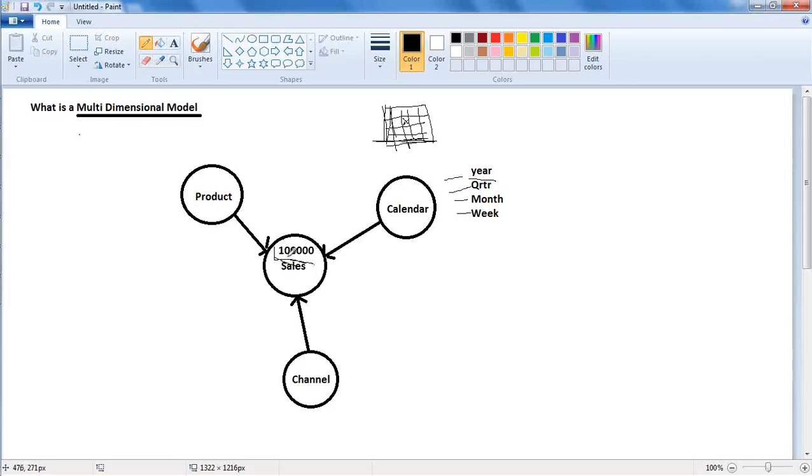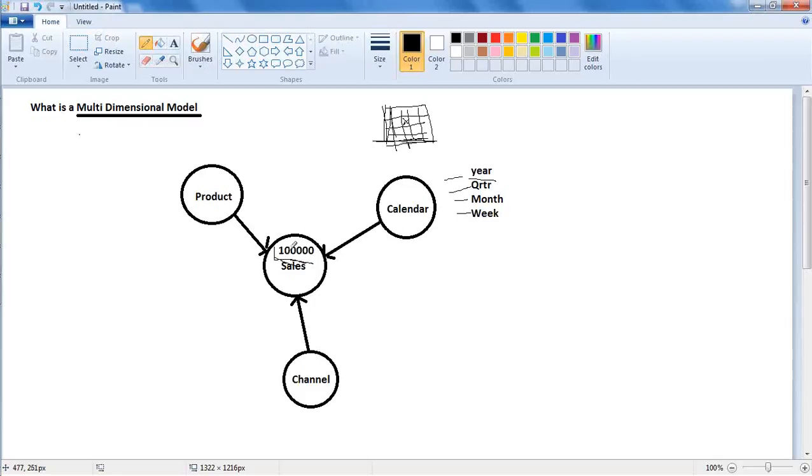So the same number, 100,000, gives different information. If you look at it from the product perspective, it helps you understand which products are selling good, which is not selling good, which is profitable and all. But if I look at it from the calendar perspective, it gives me information within a year, what the different quarters, months and weeks are, which quarter's sales is good, and what is the time period in which we had done more sales, right? So that is from the perspective of the calendar.